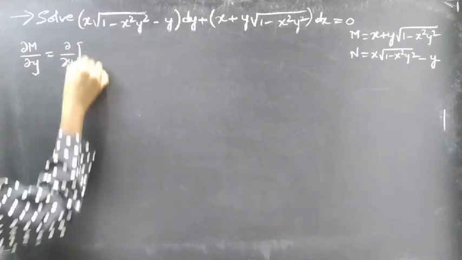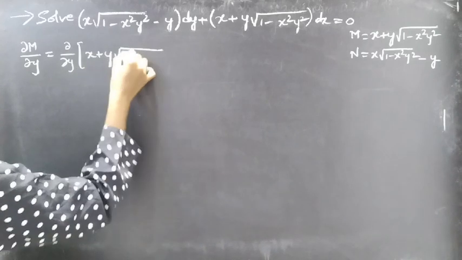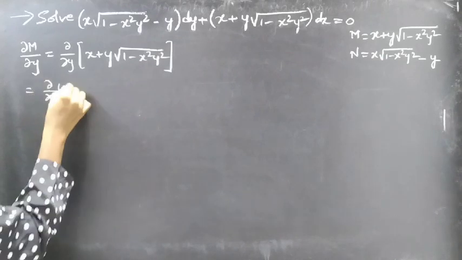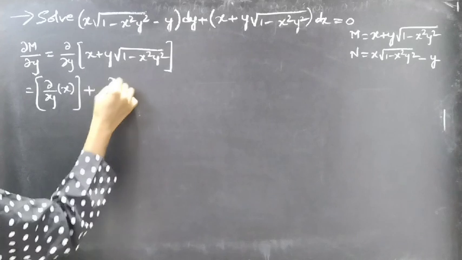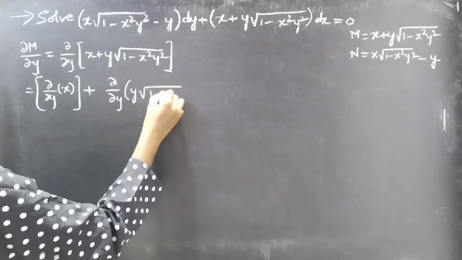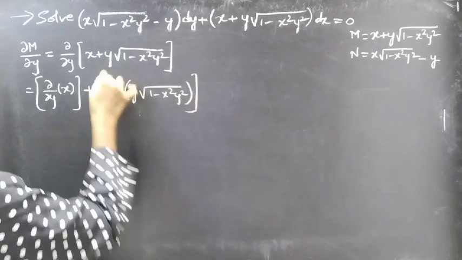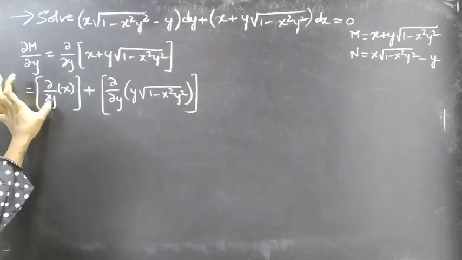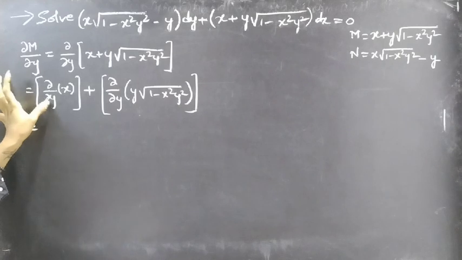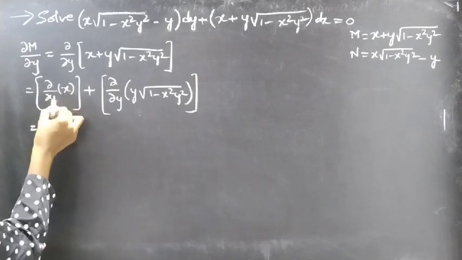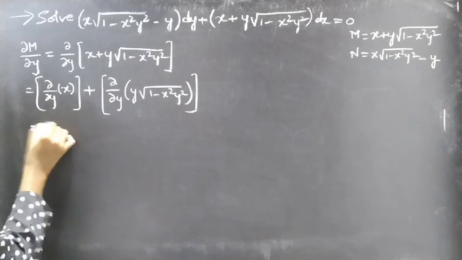Dou y of M, x plus y into square root of 1 minus x square y square. We can write this as dou y of x plus the partial derivative of the second term, dou y of y into square root of 1 minus x square y square. Since it is a partial derivative with respect to y, we need to find the partial derivative of a term with respect to y, so we'll treat the remaining variables as constant. So here x is treated as constant and the partial derivative of a constant with respect to y is 0.